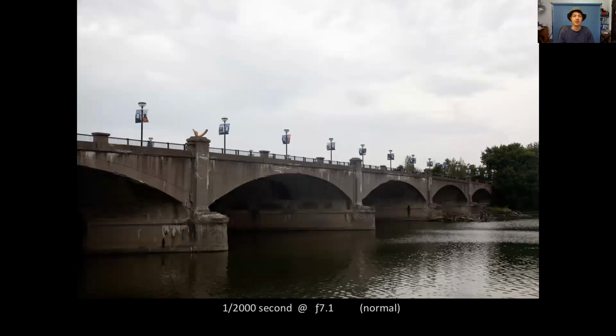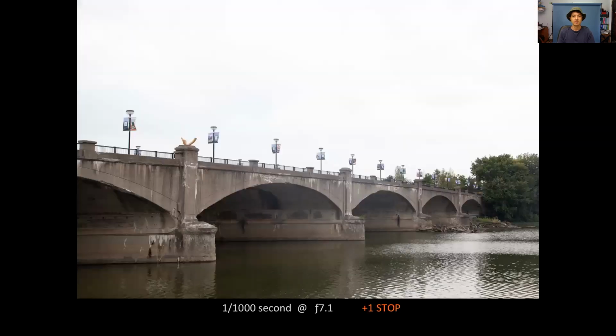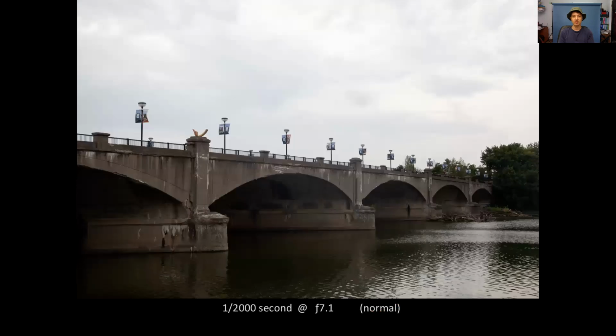Let's take a look at that. So here I've got a scene of a bridge. It's shot at 1/2000th of a second at f7.1. And this is the normal that the camera said would be a good exposure. And overall, it's looking all right. Now, here we have the same picture, but instead of shooting it at 1/2000th of a second, it's been shot at 1/1000th of a second at the same aperture. And that has increased our exposure by one stop because I've effectively doubled the exposure time. And you can see it's brighter than the original.